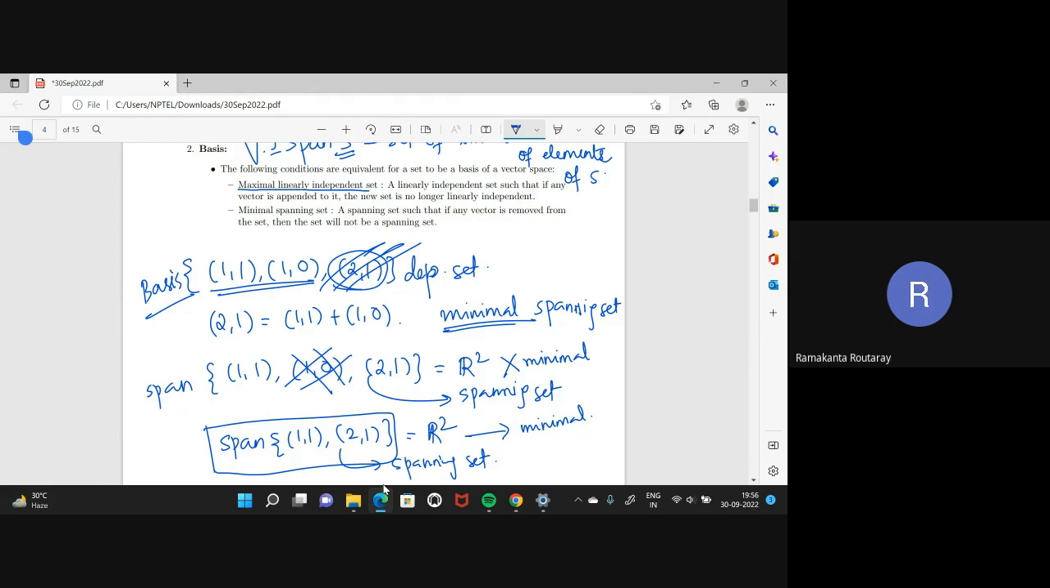Ma'am, then maximal linearly independent is equal to minimal spanning set, and that is also equal to basis. Right. A basis is both maximal linearly independent as well as minimal spanning. If you can prove that a set is maximal linearly independent, it is a basis. You needn't show that it is a spanning set. If you can show it is a minimal spanning set, then it is a basis. You needn't show it is linearly independent. Fine?